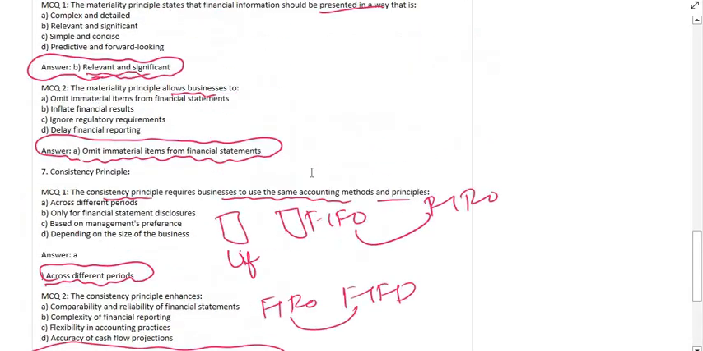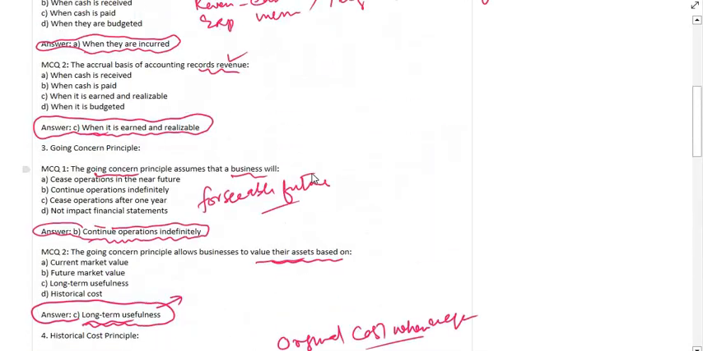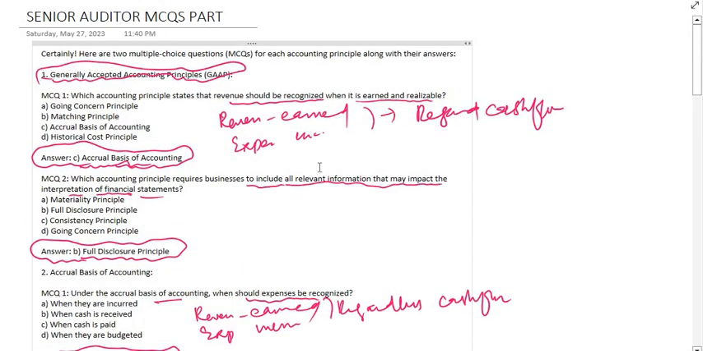So this is all about the first accounting principles discussion, and then the MCQs related to that topic.